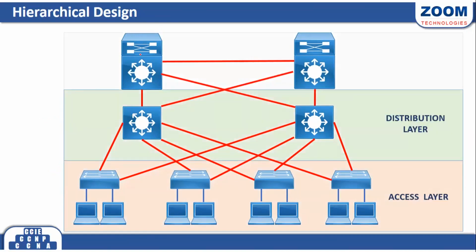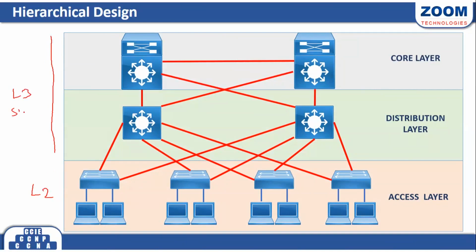There are different layers in a hierarchical design. The point is access layer switches are layer 2 switches, whereas distribution and core layer switches are what we call layer 3 switches. What is a layer 3 switch?